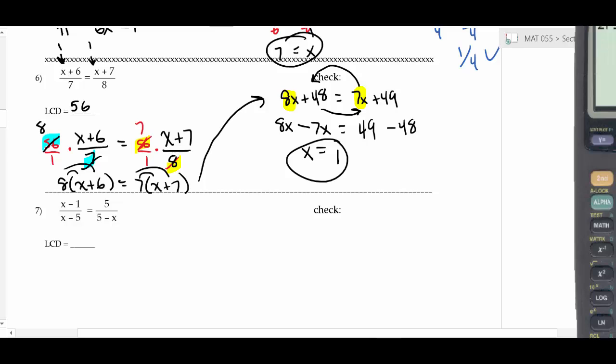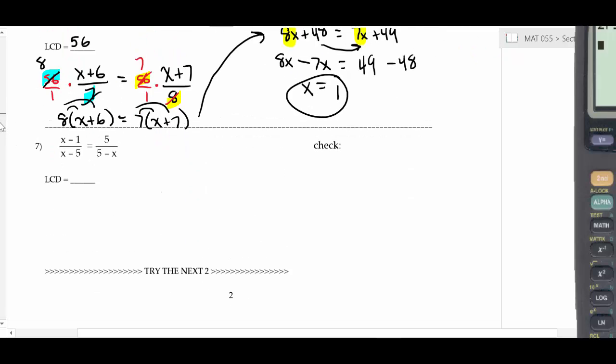Now, if you look at this one, you can check this in your head. Check this out. What's 1 plus 6? 7. What's 7 divided by 7? 1. What's 1 plus 7? 8. What's 8 divided by 8? 1. They're both 1, see? There are times when it's easy to check in your head. Okay? All right? So we multiplied by 56. Any question about that?